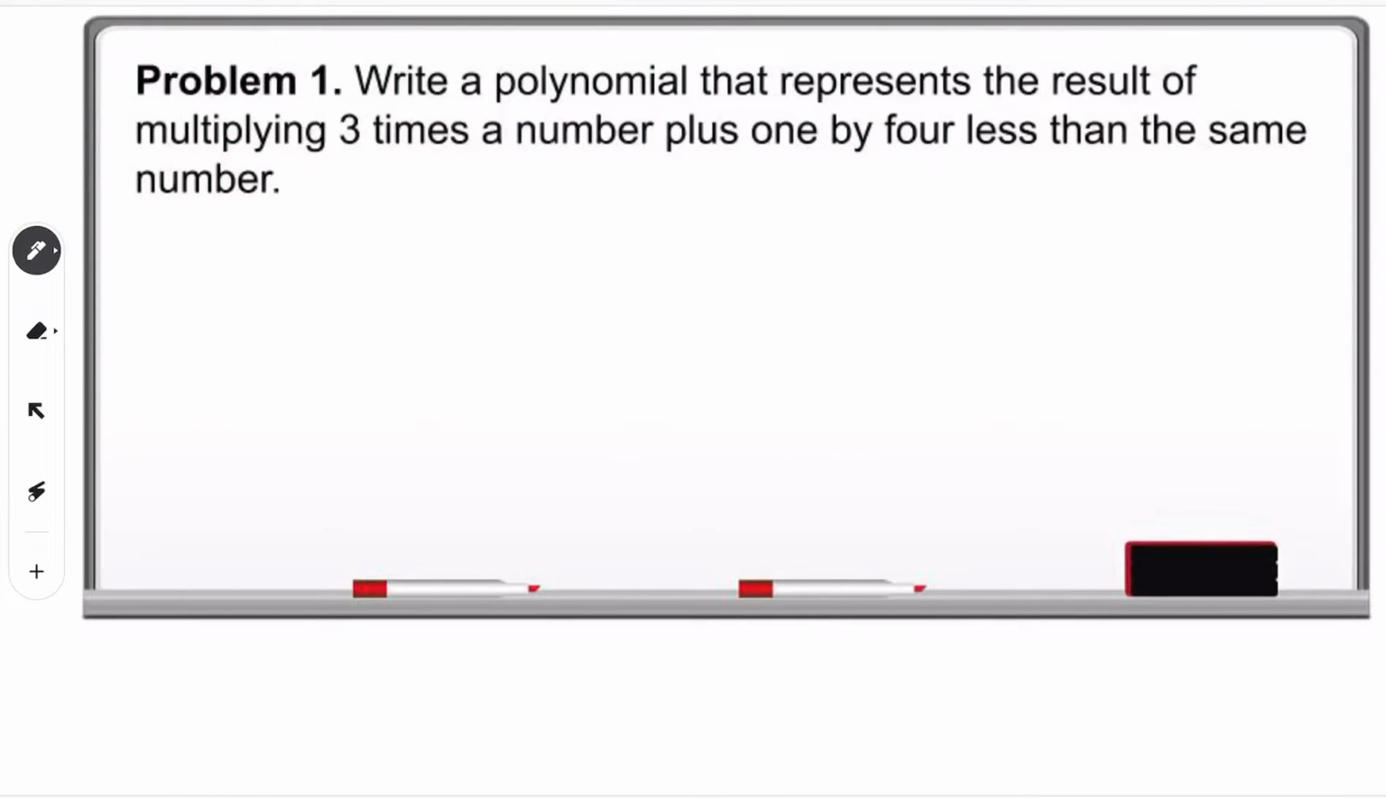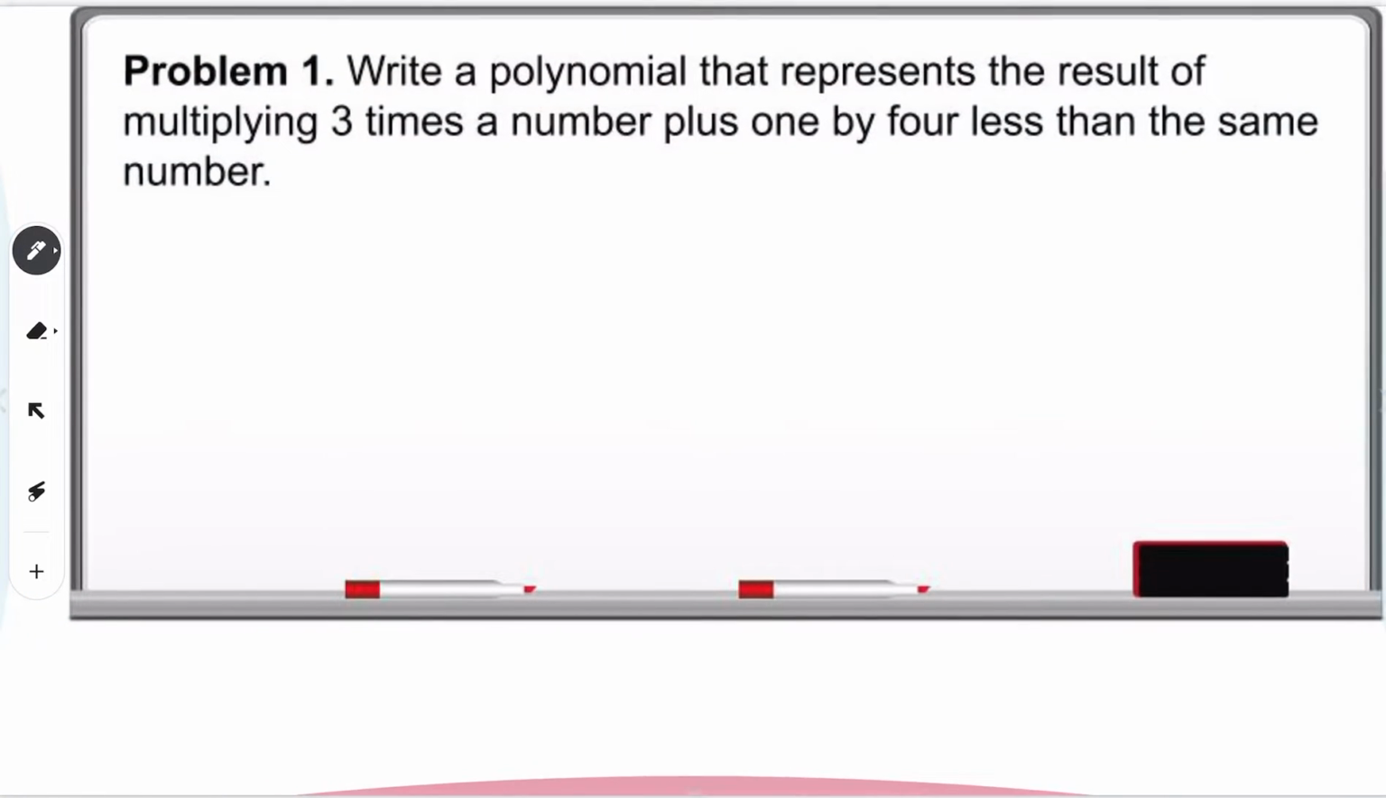Problem number 1 reads, write a polynomial that represents the result of multiplying 3 times a number plus 1 by 4 less than the same number. I chose this type of problem because a lot of you guys were struggling with it when we were going over linear equations back in like January and February. So of course I'm going to bring it back.